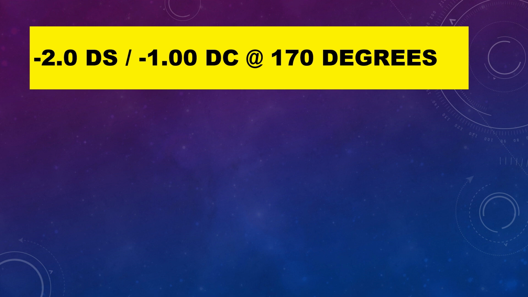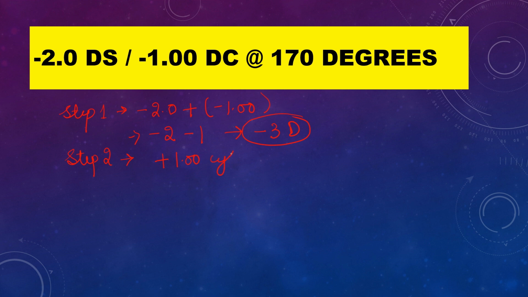Let us take one more example. Here again, applying step number 1 to get the new sphere, the algebraic sum of the sphere and the cylinder. Here the cylinder is minus, so minus 2 minus 1 becomes minus 3 diopters. This is your new sphere. Step 2 is you have to change the sign of the cylinder. So the cylinder here will become plus 1 cylinder. We are retaining the numerical value.